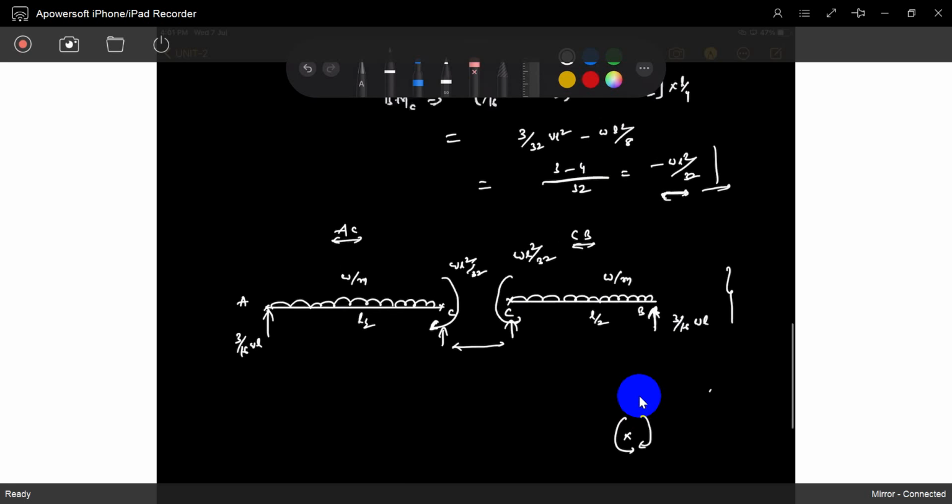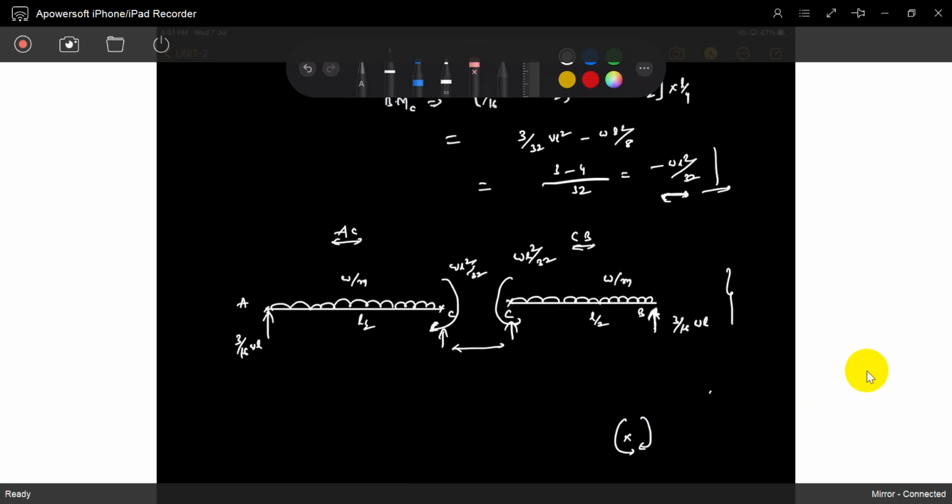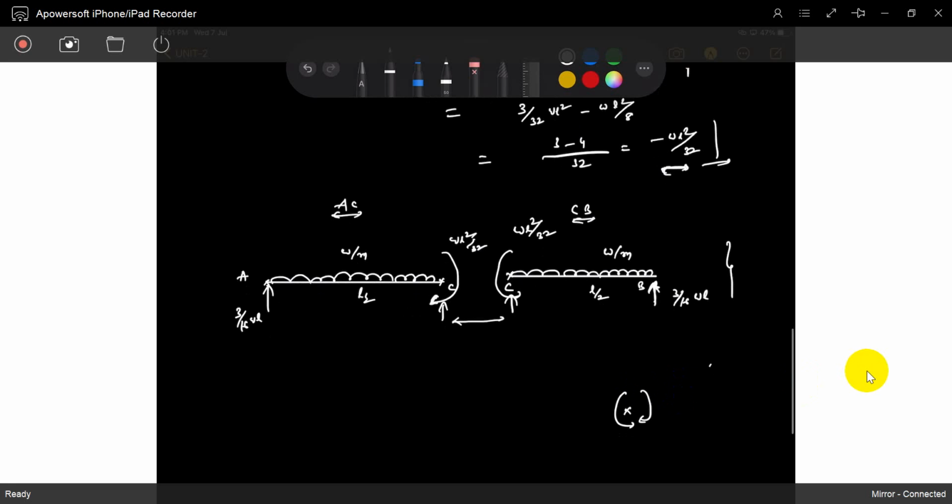One is clockwise, another is anti-clockwise. You write it, na. Sir, both are hogging, na. Both are hogging. So that is the observation. So if you see, for CB, it is hogging. This is the direction of hogging. For CA, this is the direction of the hogging. Understood?